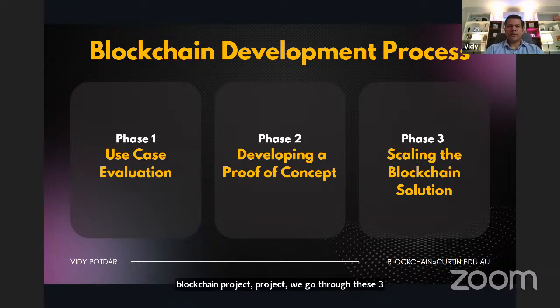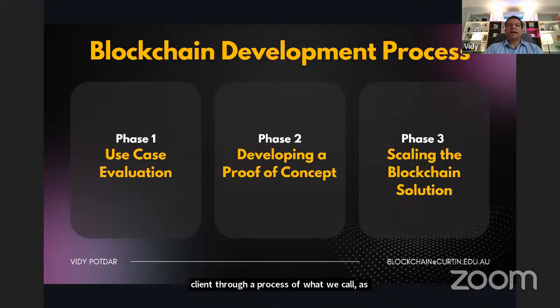One is use case evaluation, the next is developing a proof of concept, and the third is scaling the blockchain solution for a commercial-grade deployment. This is the order in which these three project phases are completed. When a client comes to us thinking that within their business they can use blockchain technology for some problem that they are facing, we first take the client through a process that we call use case evaluation.